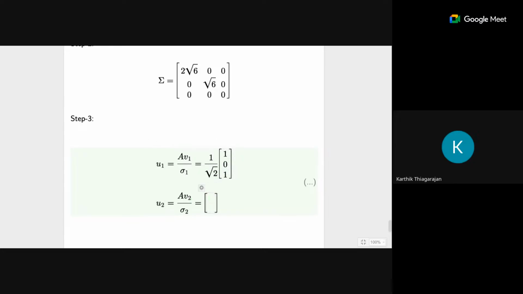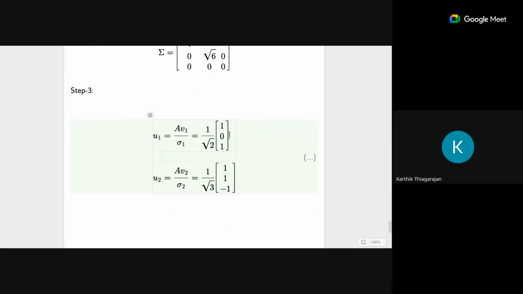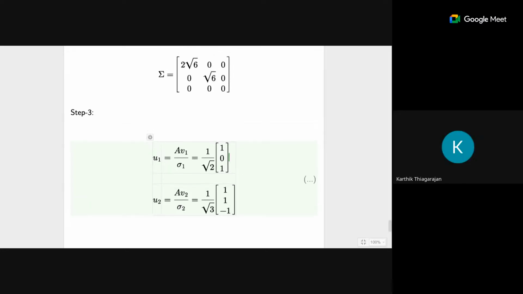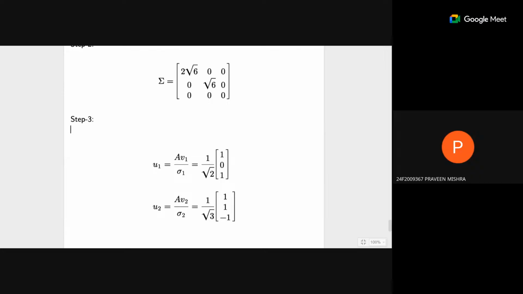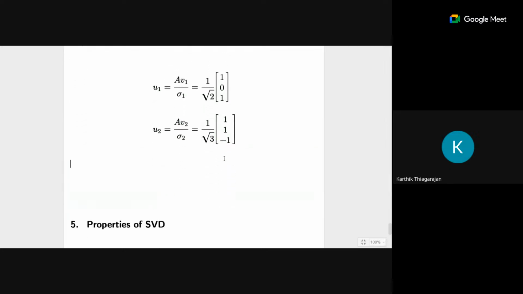Okay, U2 is 1 by root 3 times 1, 1, minus 1. So far these are orthonormal. Sigma 2 was root 6, I think. Yes, but this is AV2, right? So we are multiplying. Okay, so far you have obtained in your matrix U the first two entries. If you take this as 1 by root 6, what will this be first?